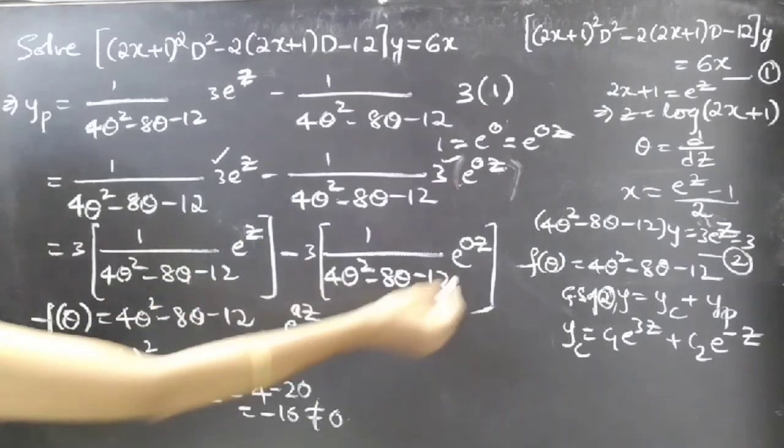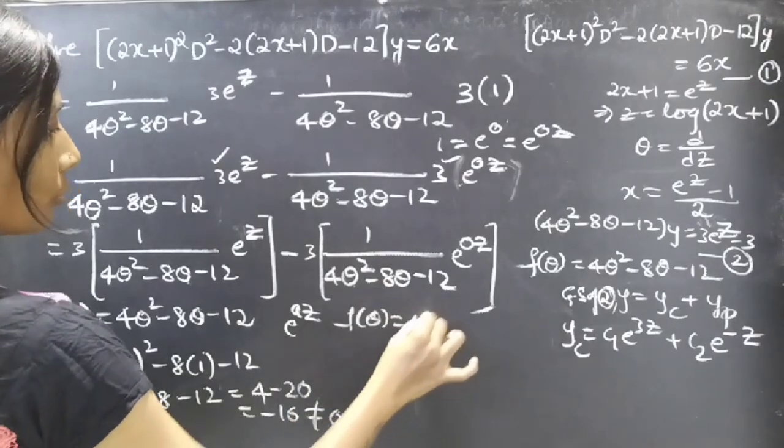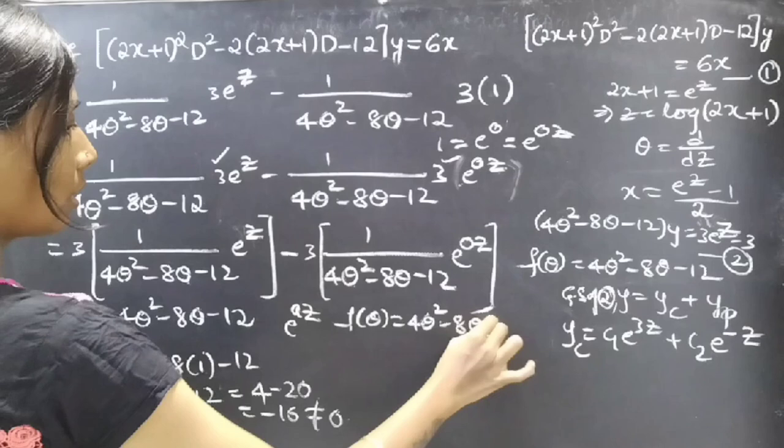Okay, now coming to this problem. Here also we have f of theta equal to 4 theta square minus 8 theta minus 12.